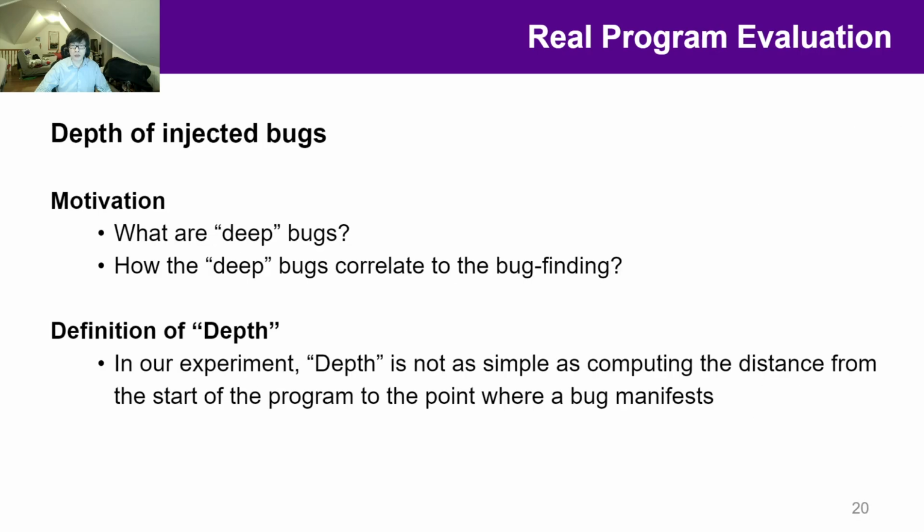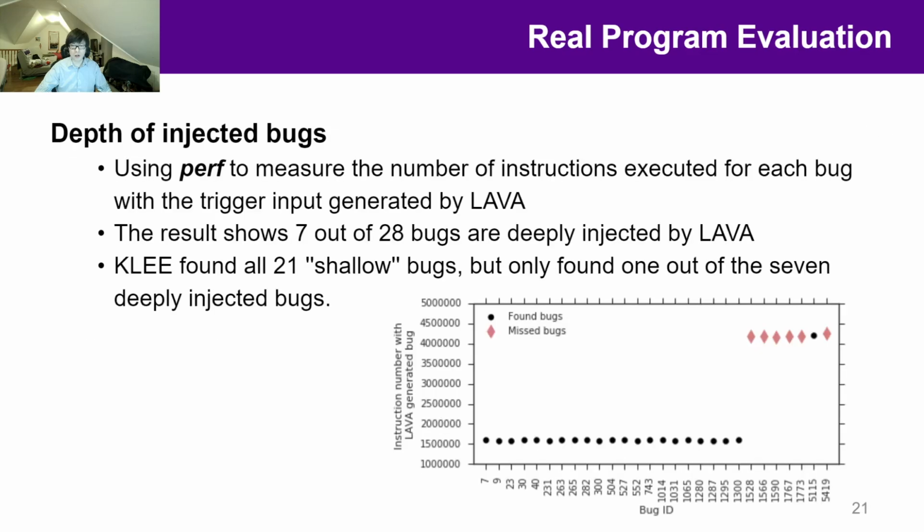It is generally understood that deep bugs are difficult to find. One important point is that measuring the depth of a bug is not as simple as computing the distance from the start of the program to the point where a bug manifests with a LAVA bug. To validate this intuition, we examine the correlation between several different notions of depth and how much time was required to find the bug. Firstly, we used perf to measure the number of executed instructions. The results show that KLEE found all 21 shallow bugs, and only 1 out of 7 deep bugs.